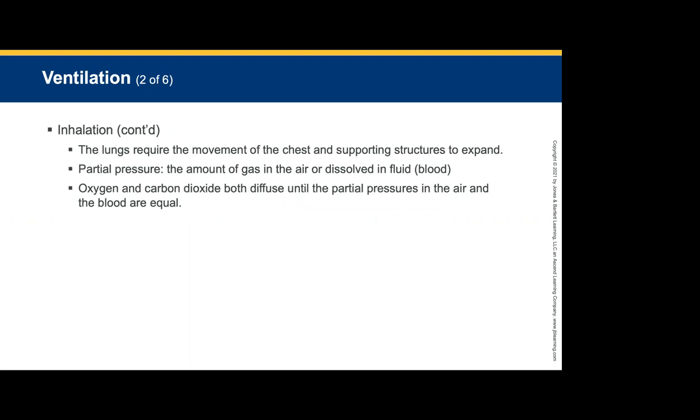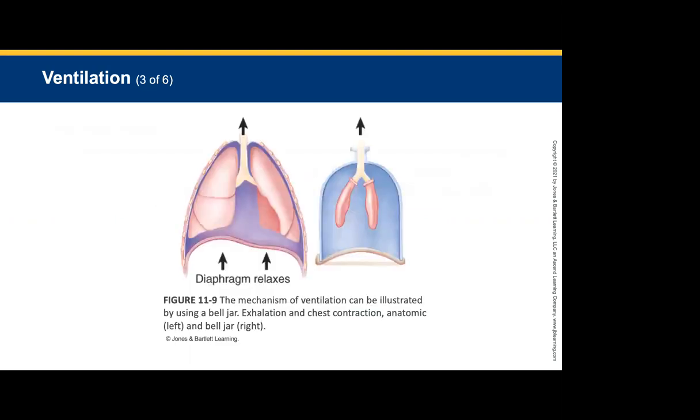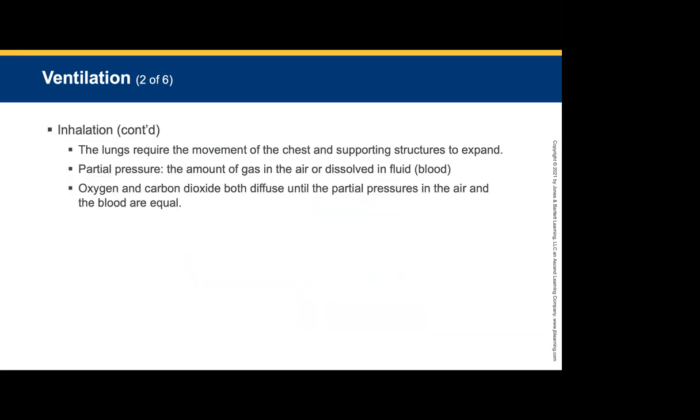This next picture is, look, we'll just look right here. So the diaphragm relaxes. The mechanism of ventilation can be illustrated by using a bell jar, exhalation and chest contraction, and the bell jar on the right. So you see, when it relaxes, air goes out. When it contracts, air comes in. Now let's see what they had to say on the second one. All right, so we talked about that.